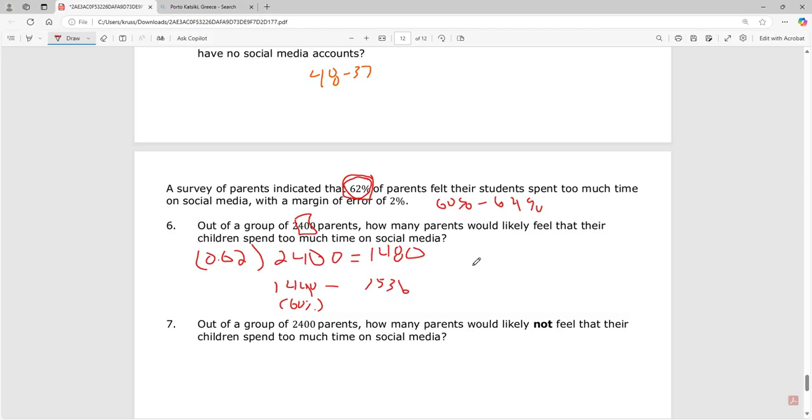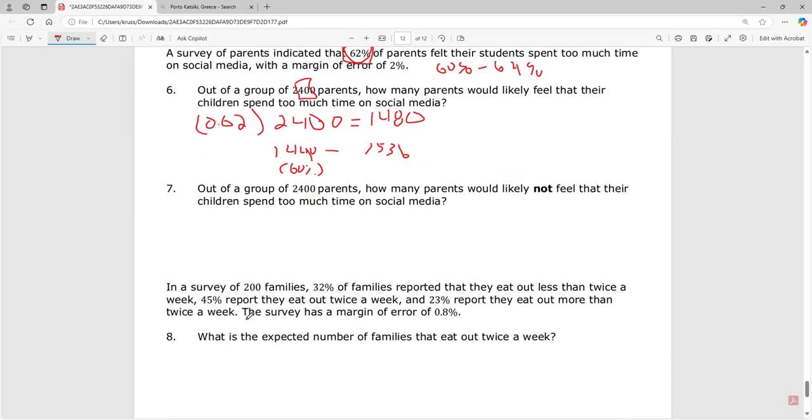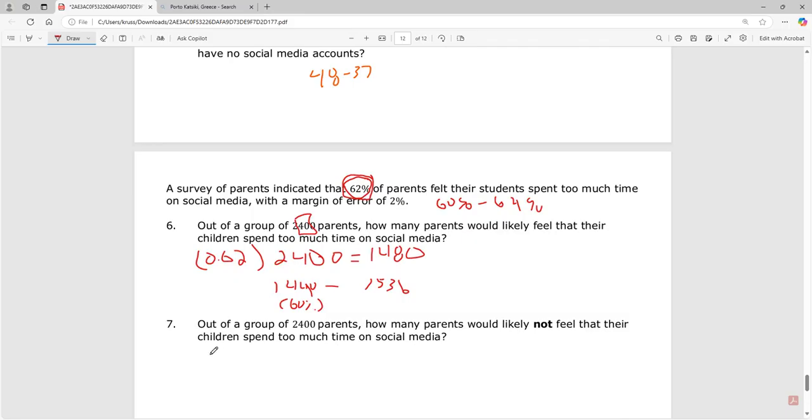Okay, so how many people do not think they spend too much time on social media? Well, let's start with 62. So 100 minus 62 is 38. So 38% of people don't think they do, plus or minus 2%. So it's going to be 36 to 40%.